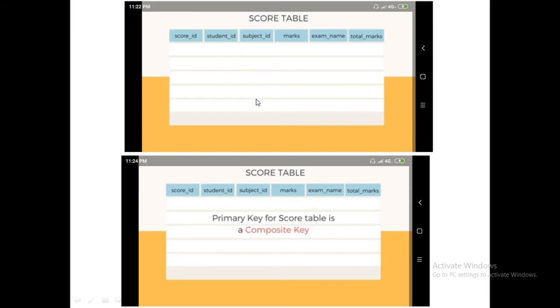For example, a mechanical engineering student has a workshop, and the CS students do not have that workshop. And in Java programming, the CS students have a practical examination, but in the maths subjects there is no practical examination. So we can see that the exam name depends on the student ID and the subject ID. And then another column is the total marks.